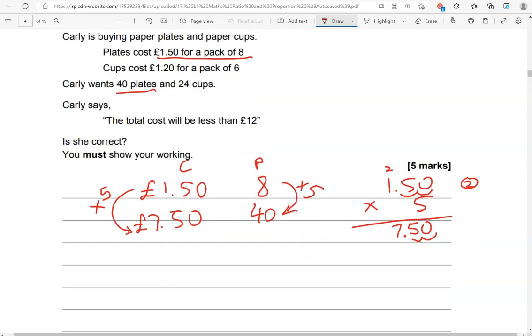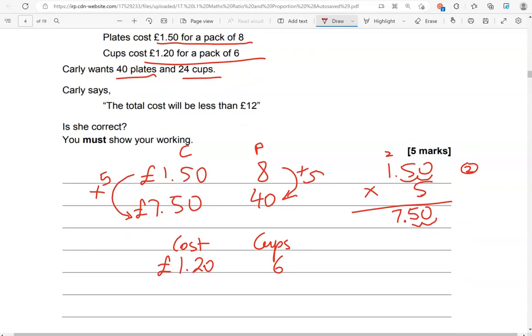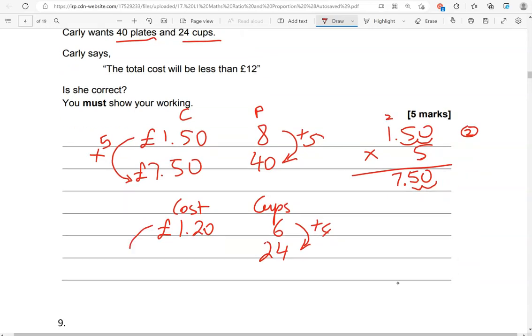Now looking at the cups, we've got cost and cups. So that is £1.20 for 6 cups. She's going to need 24 cups. How do we get from 6 to 24? By multiplying by 4. 6 times 4 is 24. So we need to do the same here.